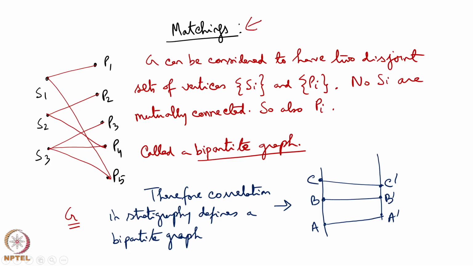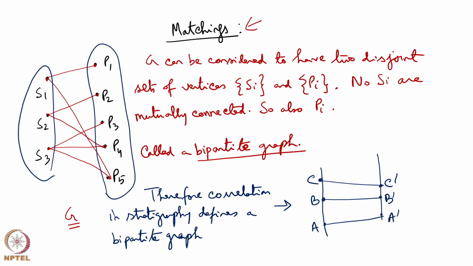Let us look at the concept of matching and how far we can match this concept with the biostratigraphic correlation. Consider the vertices S1, S2, S3 at one side, and at the other side P1, P2, P3, P4 and P5. Note that none of the S1, S2, S3 have a common edge, and none of the P1, P2, P3, P4, P5 have a common edge, and some of the Si, that means either S1, S2 or S3, are joined with some of the Pi through the edges.